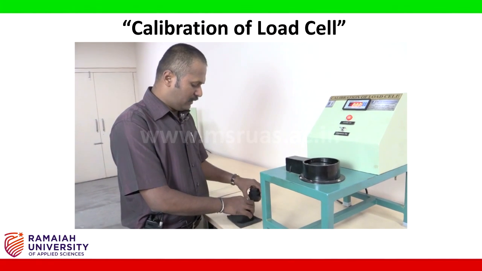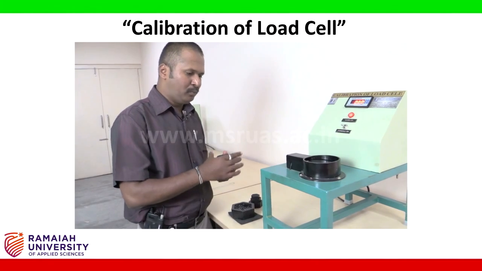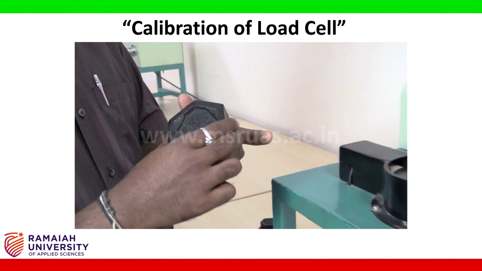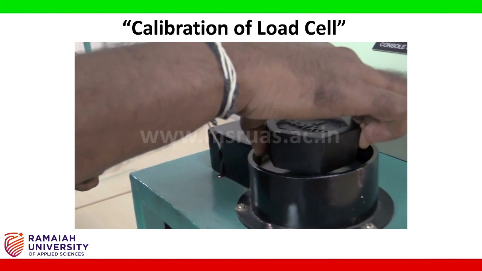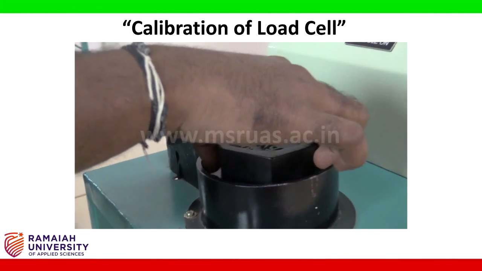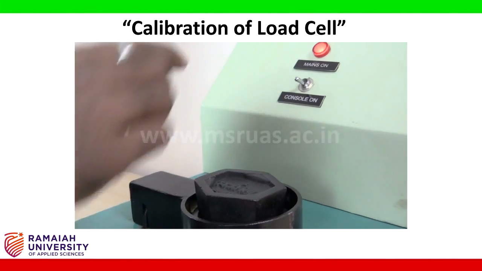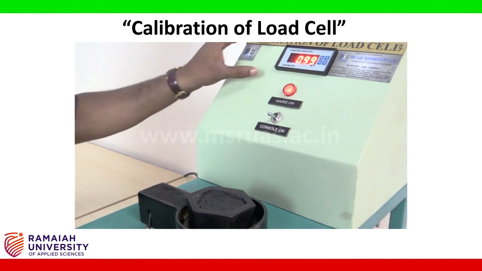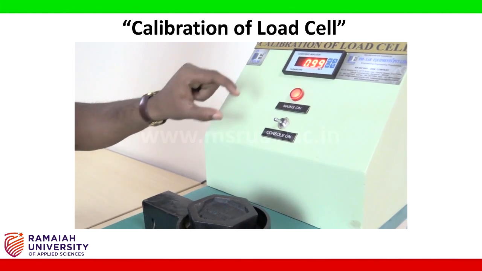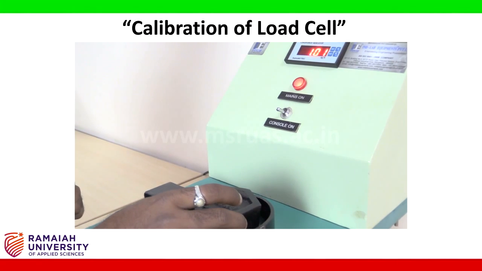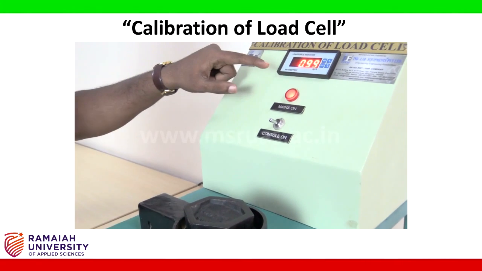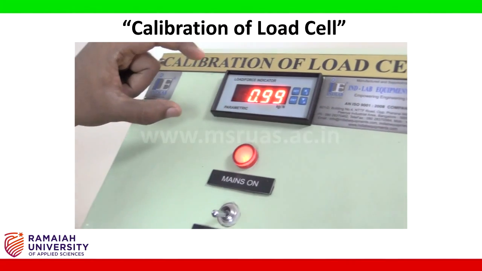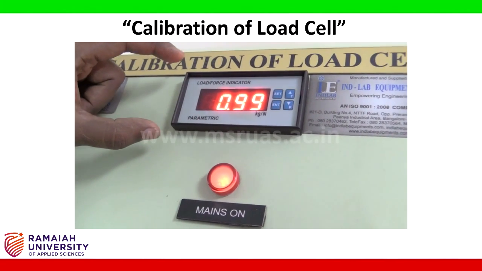Now we will try different combinations of load. We are going to place them on the load cell. Now I am going to place a 1 kg weight on the load cell arrangement. Then we will see what actual load we placed on the strain gauge and what indicated load we are getting from the load cell. We can see the 1 kg weight we placed on the load cell, and we are getting 0.99 kg as the indicated load. So that indicates that 0.01 kg is an error.